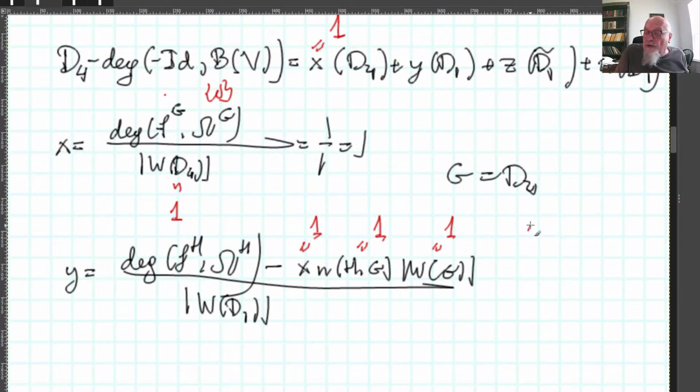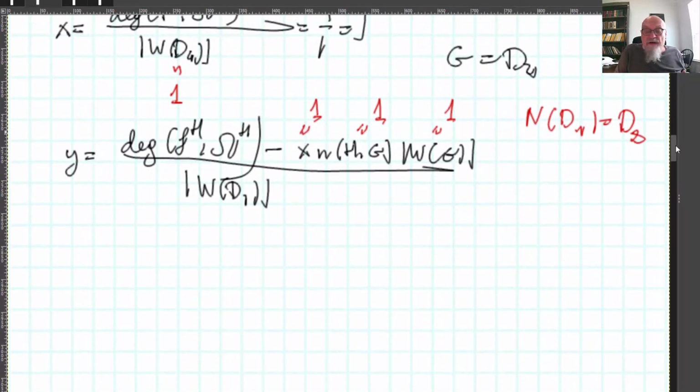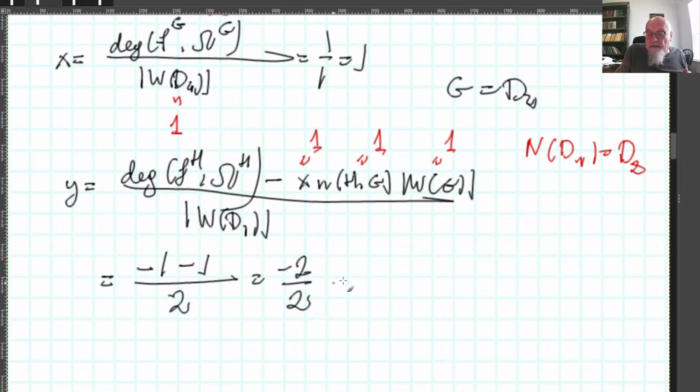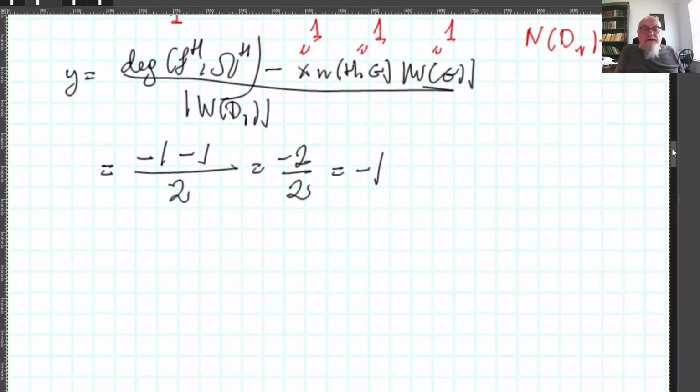So what is the normalizer? What is the normalizer of D1? You can verify it. In our case, it's just D2. So we are having here D2, so we are having here the following number. So this is minus 1, this is minus 1, and this is 2. And we are getting minus 2 divided by 2 equals minus 1.